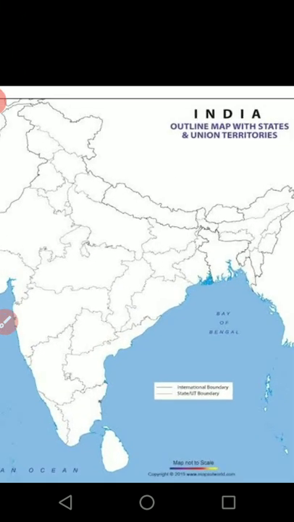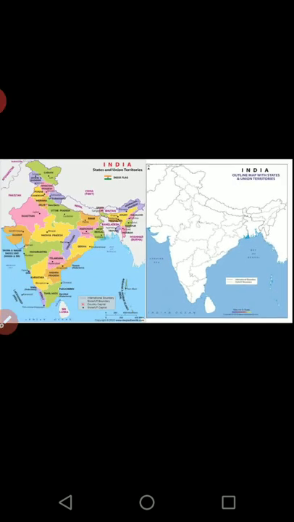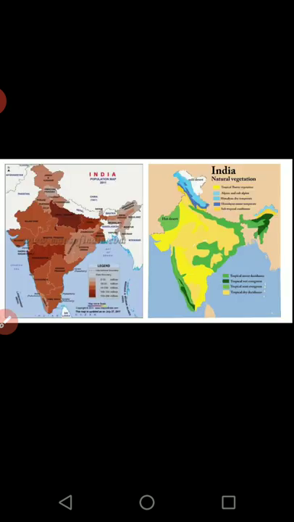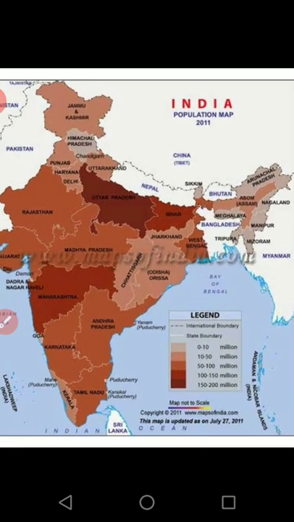And similarly, this kind of political map we use, which is also called an outline political map in the exams. The third type of map is the thematic map. A thematic map means a special purpose map. In that map, only one type of information you will get, and that too with the help of figures and all.